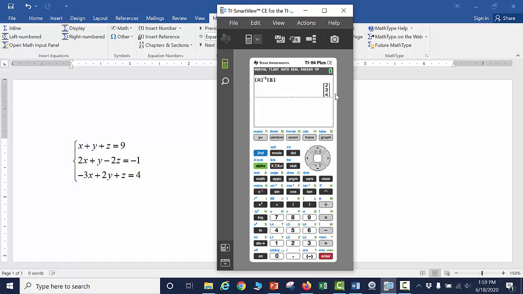Now look, so here's what you've got. You've got x equals 2, y equals 3, and z equals 4. So that's another way that you can solve a system of equations using matrices, and in particular, using inverse matrices.